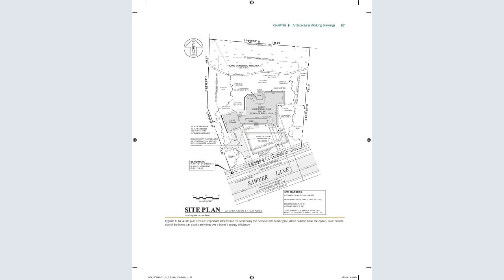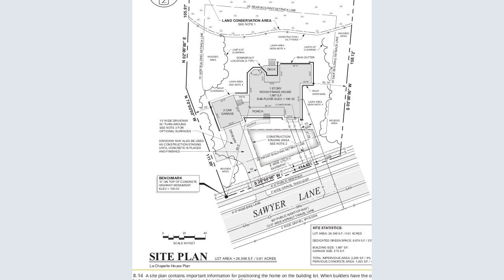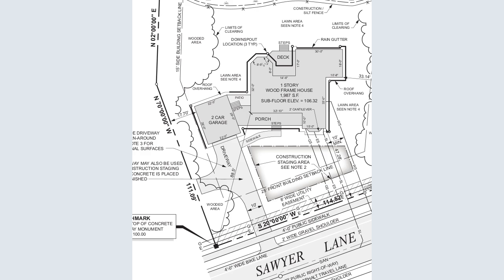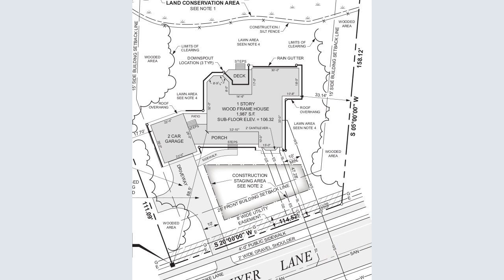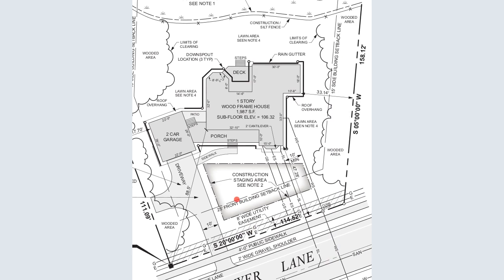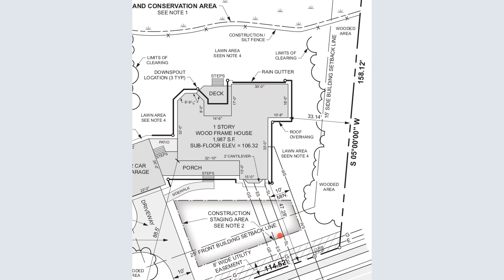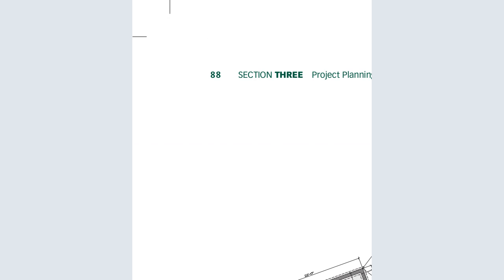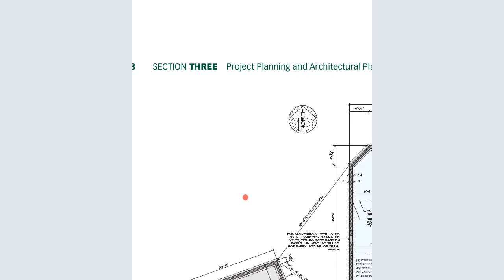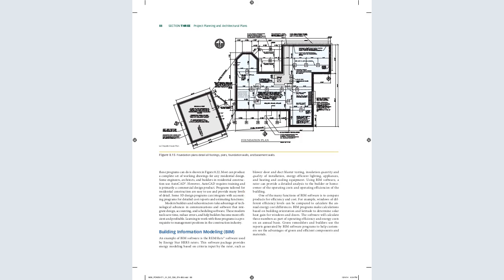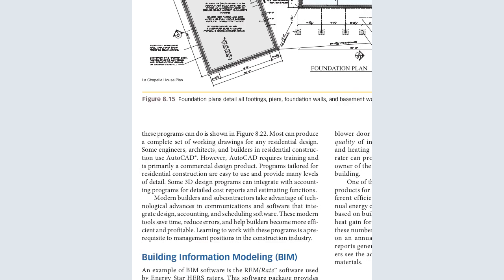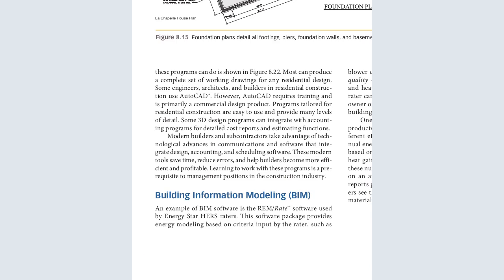Okay, so the site plan is there. You can see how it looks. Let me zoom it out so that you can see the construction site, staging areas, lawn, and the deck, and everything is there. You can now see how the floor plans are and how they are interpreted.